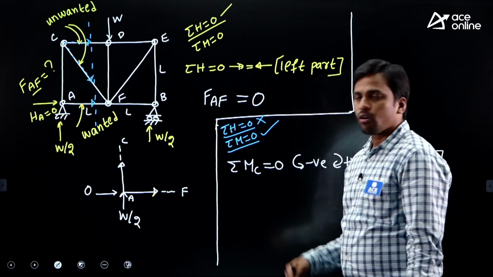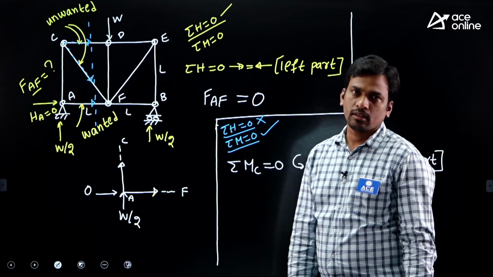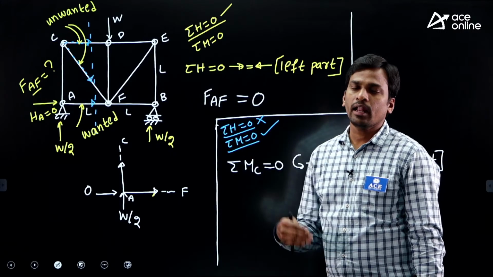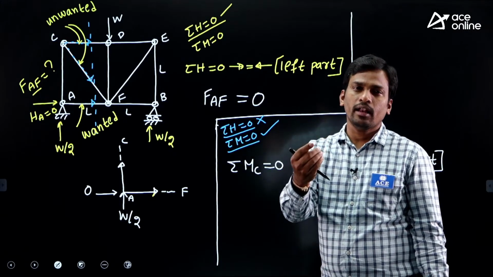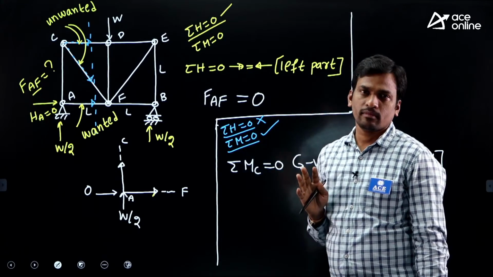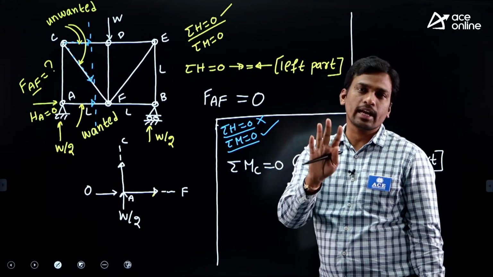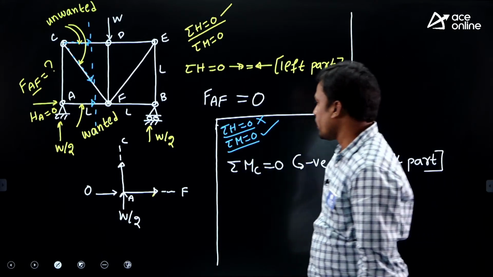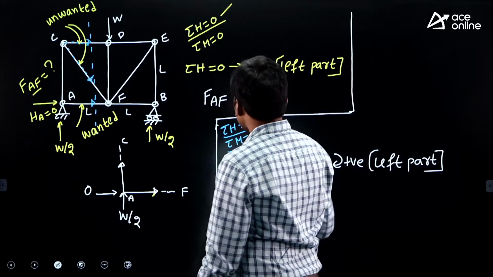Dinesh, there is no minimum number of members. In the cut, the number of members can be 2, 3, 4, 5, whatever it is. But just the condition should be satisfied. That's it. Okay, right. Now we are doing analysis for the left part.